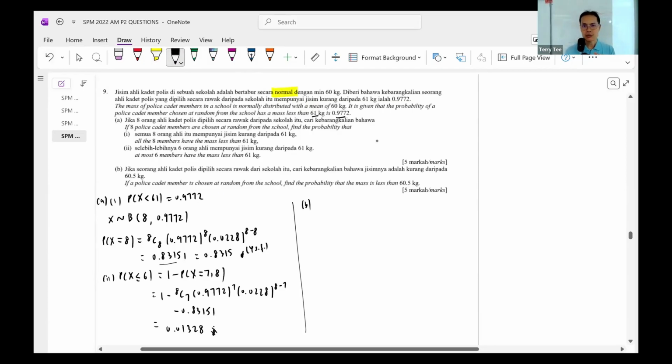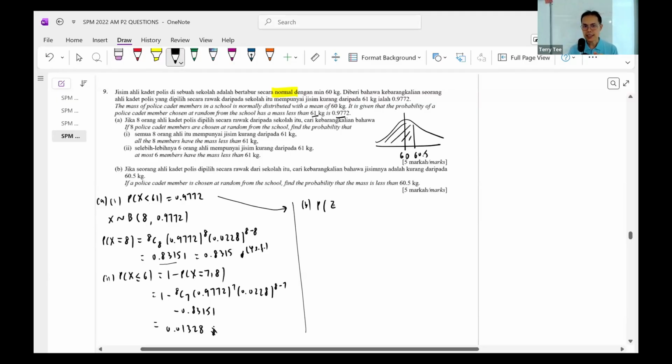That means I choose one cadet member. On average, the mean is 60. So now you want to find the probability that the mass is less than 60.5. It's a normal distribution. Before we find this, here's the thing. Do you know what your standard deviation is? Guys, do you know what your standard deviation is? No. But I know this information. See this? I know the probability of x less than 61 is 0.9772. So I'm going to use this result to find your standard deviation first.